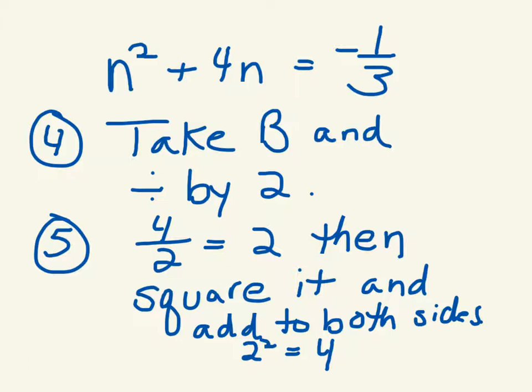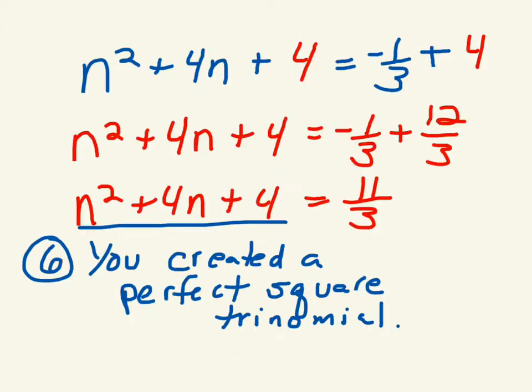Then square it and add to both sides. 2 squared equals 4. So you end up with n squared plus 4n plus 4 equals negative 1/3 plus 4. Get a common denominator, so 4 is 12 thirds. 12 thirds plus negative 1/3 is 11 thirds. The n squared plus 4n plus 4 is now a perfect square trinomial.